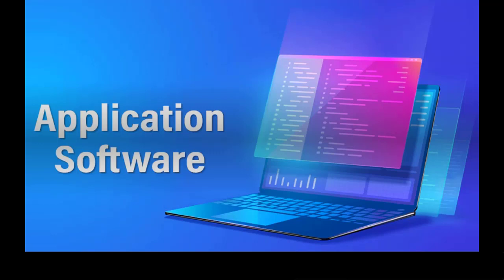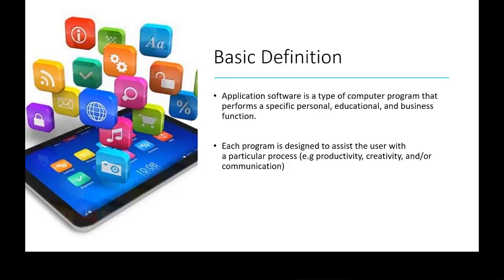The application software was my thing, and the basic definition is that it's just a type of computer program that performs a specific personal or educational task. Each program is designed to assist the user with a particular process, e.g. productivity, creativity, or communication.